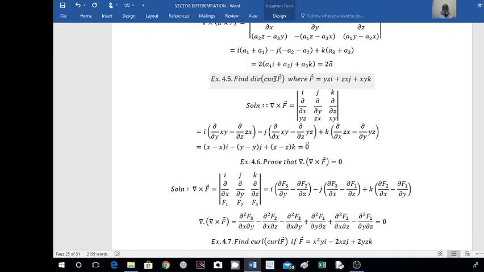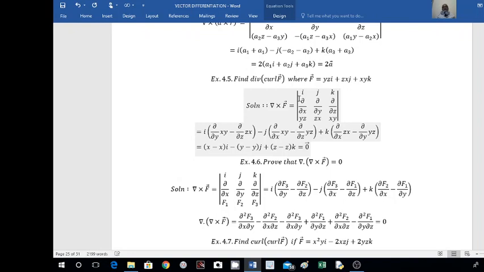First I will find out curl f, then I will find out divergence of curl f. Curl f is given by the determinant: first row i j k, second row dou by dou x, dou by dou y, dou by dou z, third row yz, zx, xy. Now if I expand this, i into dou by dou y of this is x, minus dou by dou z of this is equal to x, so this is equal to x minus x.